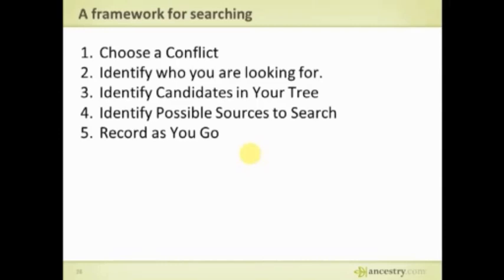All right. Choose a conflict. Identify who you're looking for. This means what are the general characteristics of people who fought in this particular war. Identify candidates in your tree who match that. Identify possible sources to search. Once you've found those records, record as you go. If you do this, you're going to build a story of what that person's life was like during that conflict.